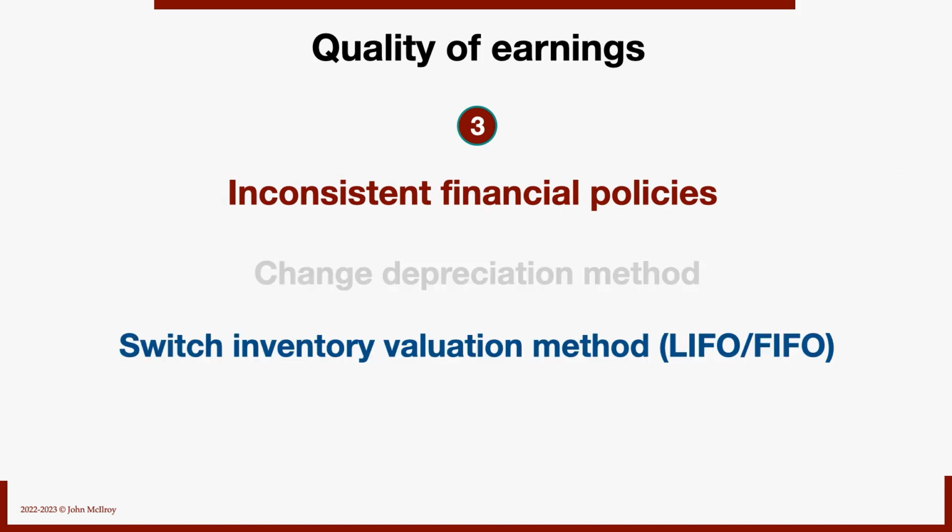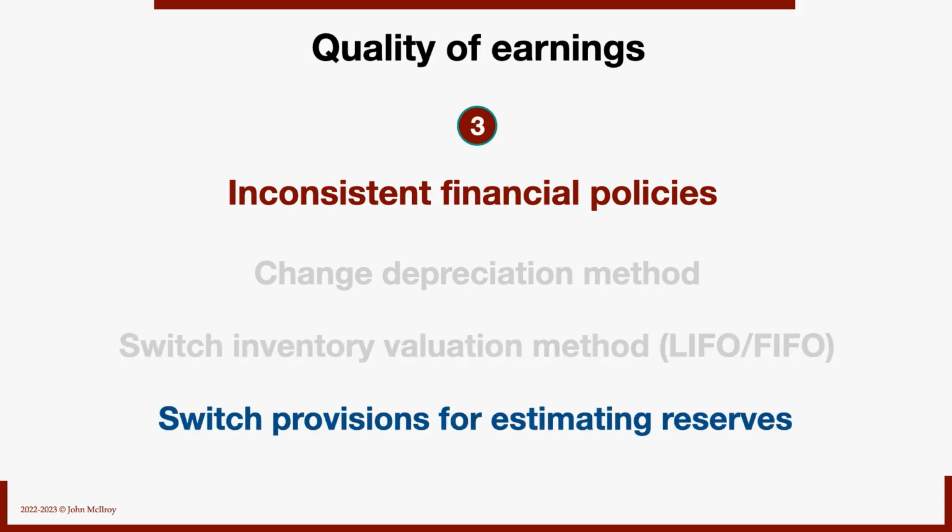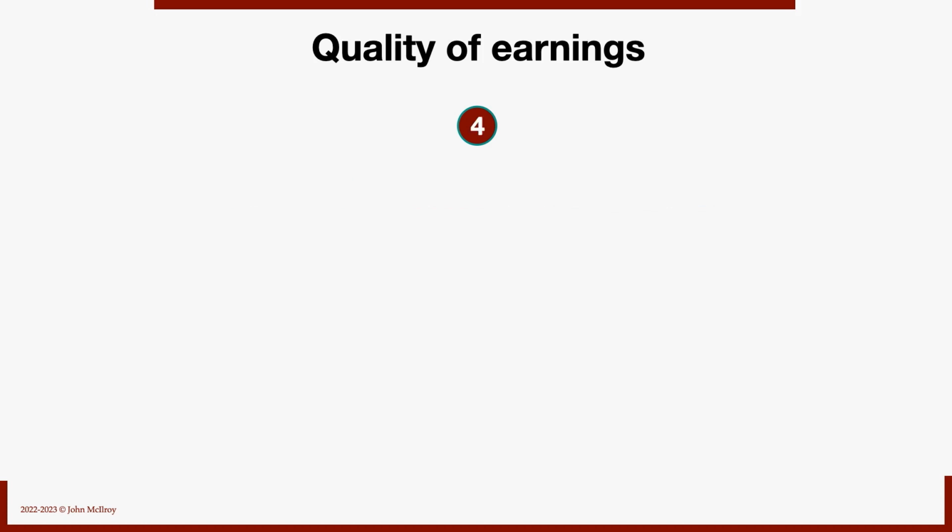Maybe switch inventory valuation methods, LIFO, FIFO, average, etc. Switch provisions for estimating reserves. All of these things are possibilities. We should take a look at them as part of our quality of earnings report.